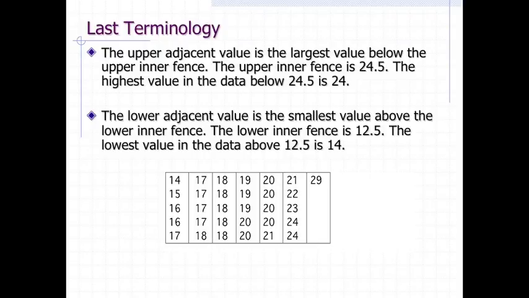The upper adjacent value is the largest value below the upper inner fence. If you recall, the upper inner fence is 24.5. Looking at the raw data, you can see that the highest value below 24.5 is equal to 24. Therefore, the upper adjacent value is 24. Similarly, the lower adjacent value is the lowest value above the lower inner fence. The lower inner fence is 12.5, and the lowest value in the data above 12.5 is 14. Note that it is not uncommon for an adjacent value to be the lowest value in the data.